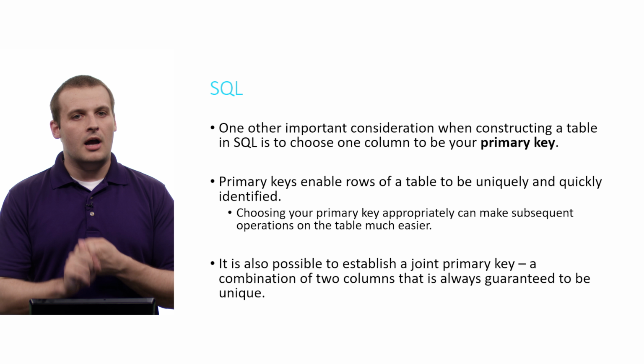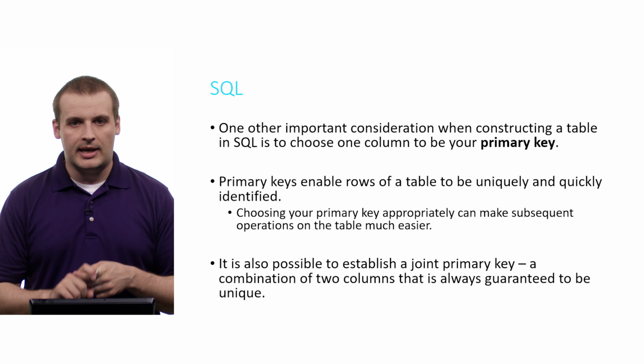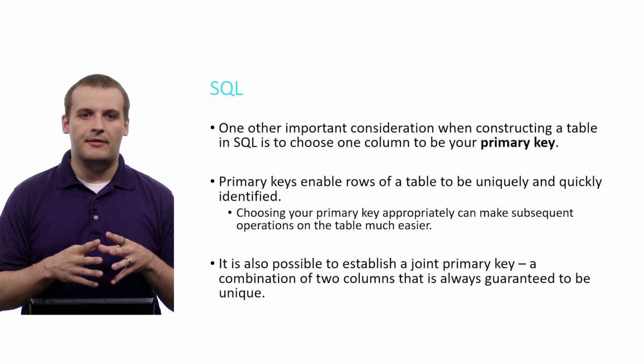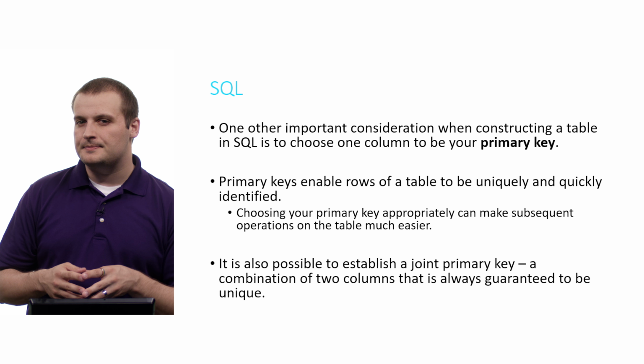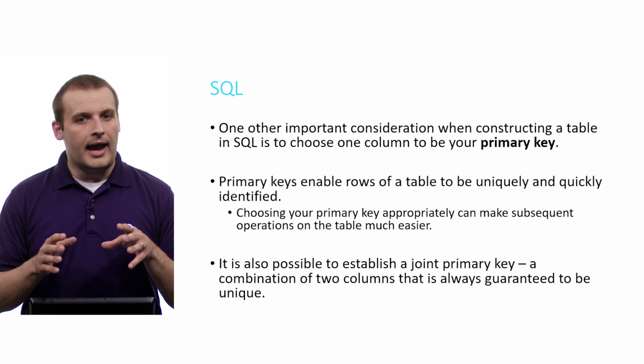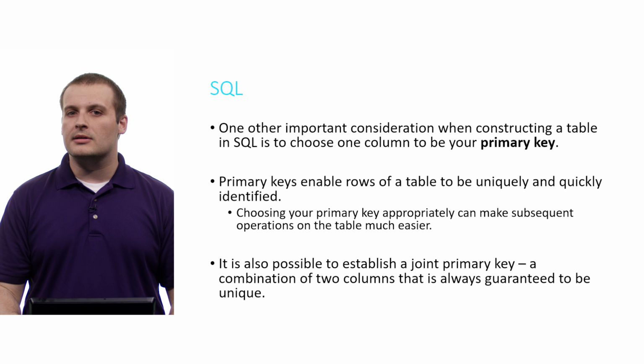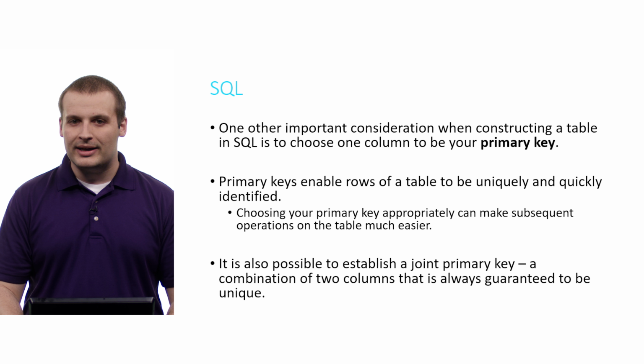So after specifying the columns, it's also really important in our SQL table to have one other consideration, which is to have one column, which is our primary key. Why do we need a primary key? The reason is every row of our table, in order to make our SQL queries most effective, should be able to be uniquely and quickly identified.